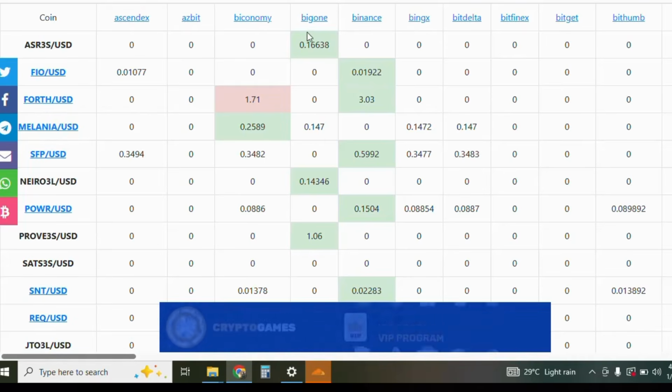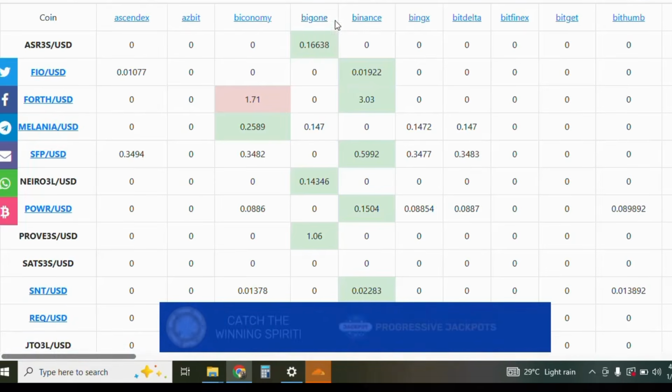For example, you can see this particular one is Big One. Not everybody can create an account on Big One, because sometimes it may not even be possible to use in your country. So if you are watching from Ghana or Kenya, you may not even be able to create an account, or even if you are able to create an account, you may not be able to verify.